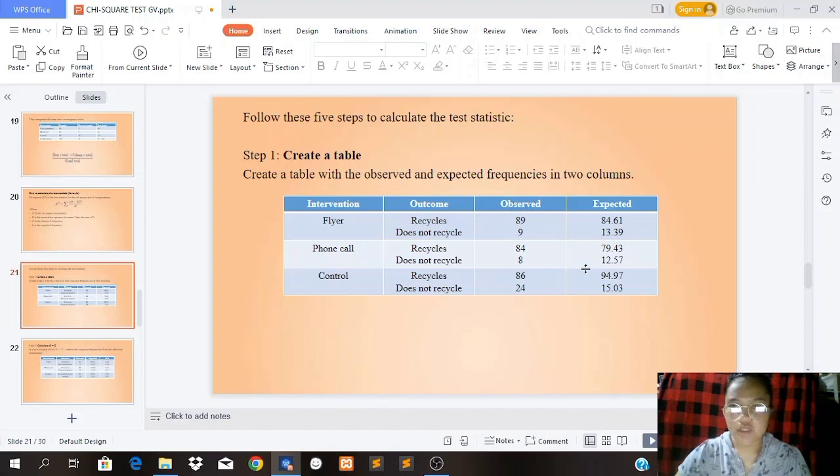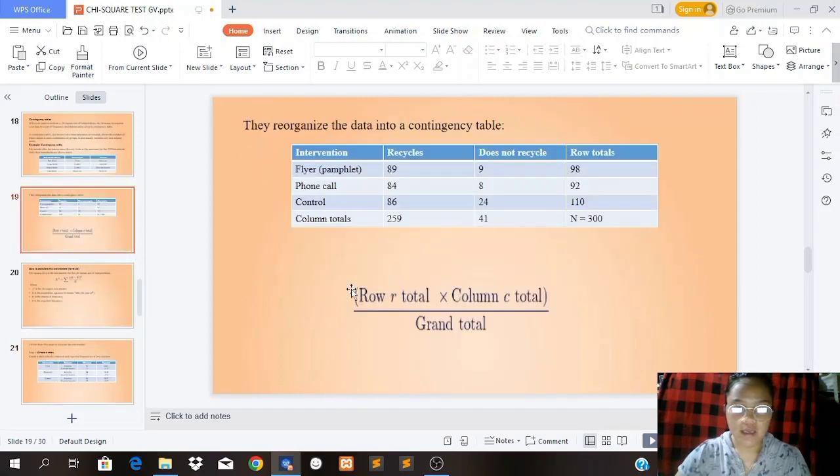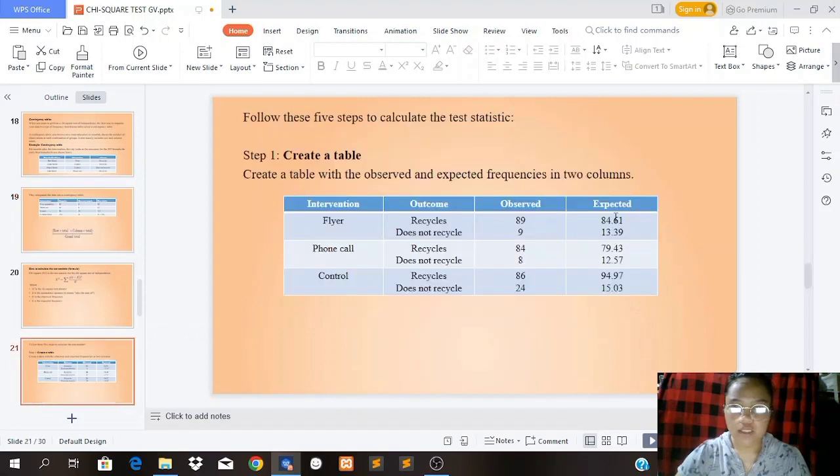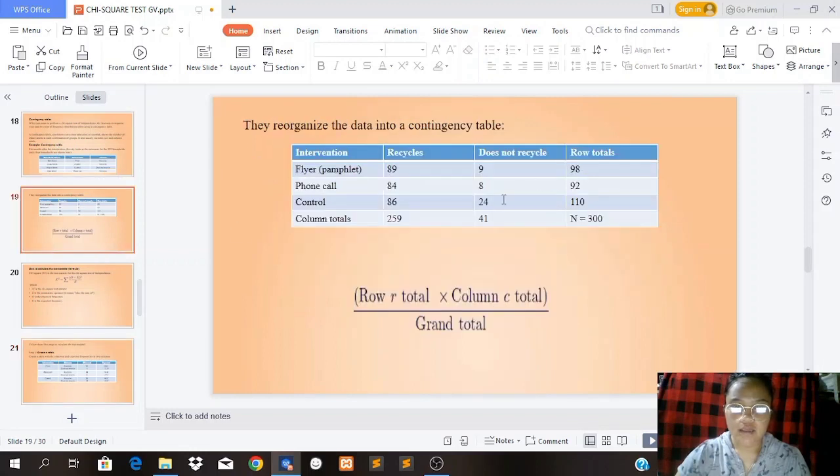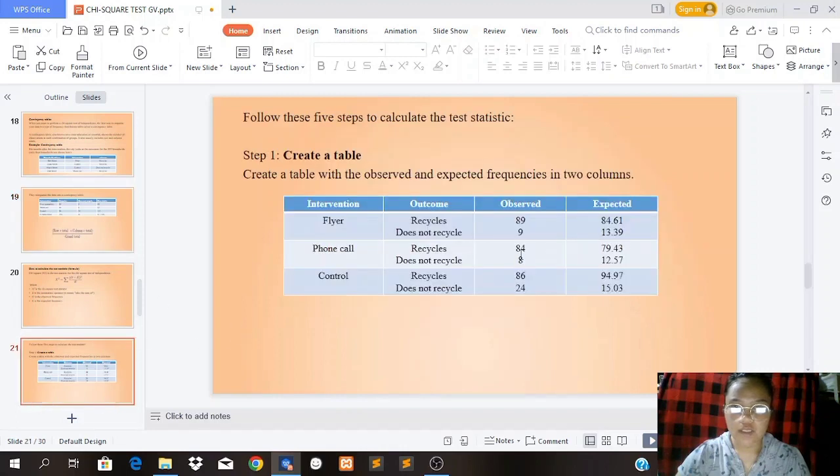Then, ang expected frequency, makuha ni siya by i-multiply ang row kag ang column total. So, row total times column total divided by the grand total. So, 98 times 259 divided by 300 equals 84.61. 98 times 41 divided by 300 equals 13.39.